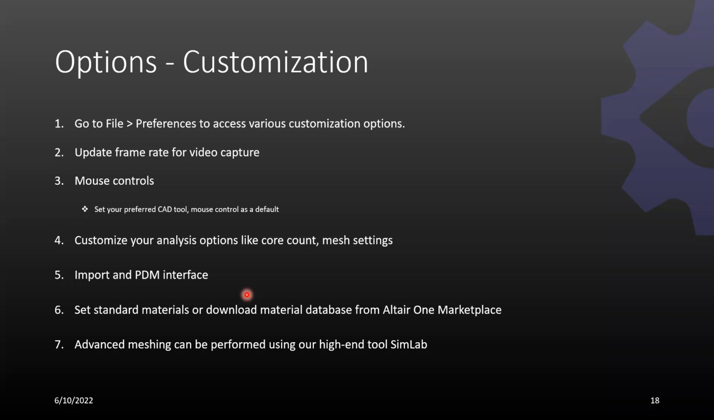You can set your preferred CAD tool as the default mouse option. Different CAD tools have different mouse click options. Some have the right click as a pan, but others have right click as zoom, so different options can be set. The other one is you can customize your analysis options, like the core count and mesh settings. These are advanced settings where, once you keep going with the software and start doing really complex simulations, you can adjust the analysis settings as well.